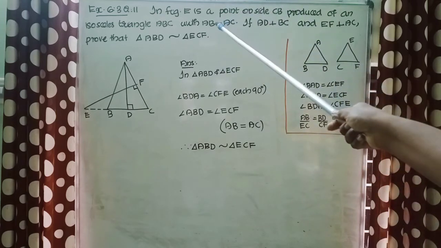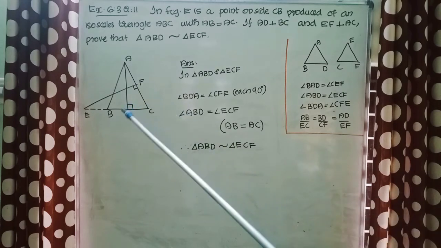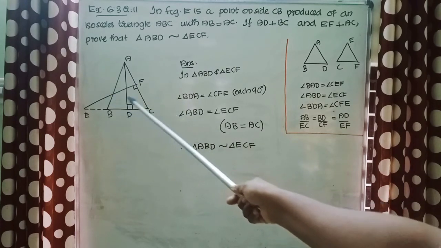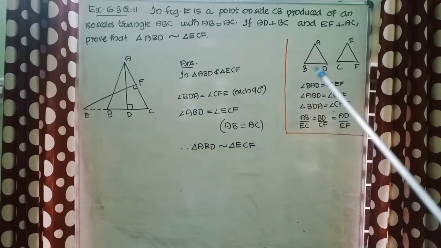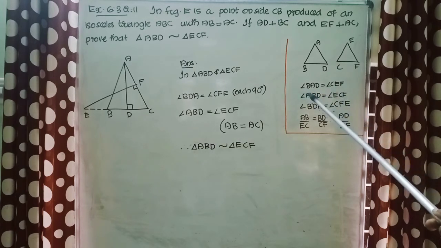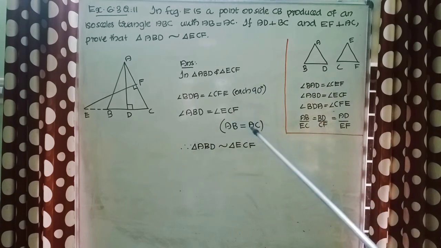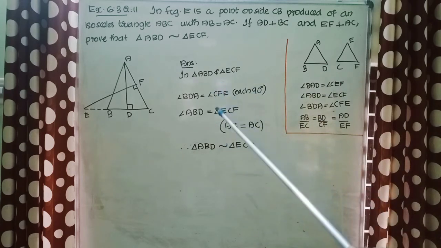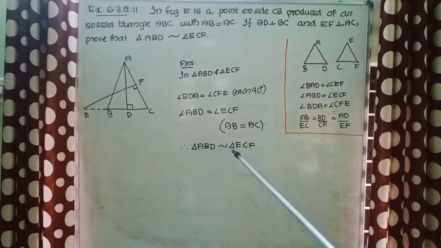Now you see the question, here it is given AB equal to AC. AB equal to AC means angle B equal to angle C, the angles opposite to equal sides. So angle B equal to angle C. This is the second condition. So we can write angle ABD equal to angle ECF. The reason is AB equal to AC. So here we have got two angles. So we can conclude triangle ABD is similar to triangle ECF by AA similarity criterion.